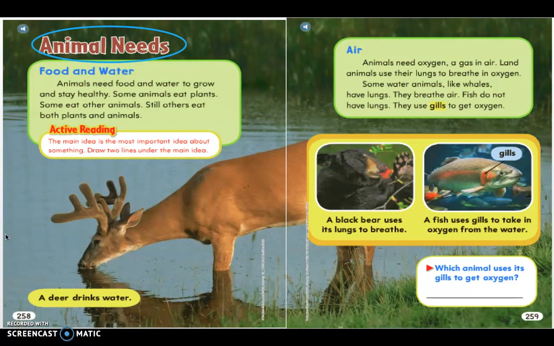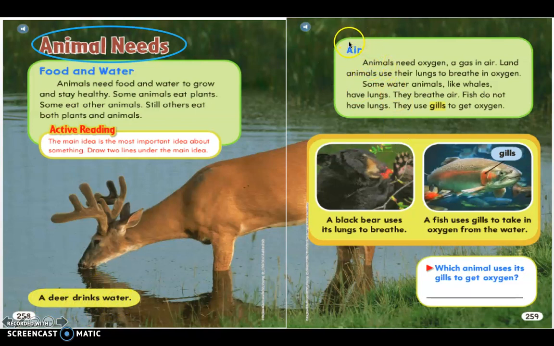Animals need food and water to grow and stay healthy. Some animals eat plants. Some eat other animals. Still, others eat both plants and animals. And I look at this caption right here because that's important. It describes what's happening in the picture. And it says, a deer drinks water.